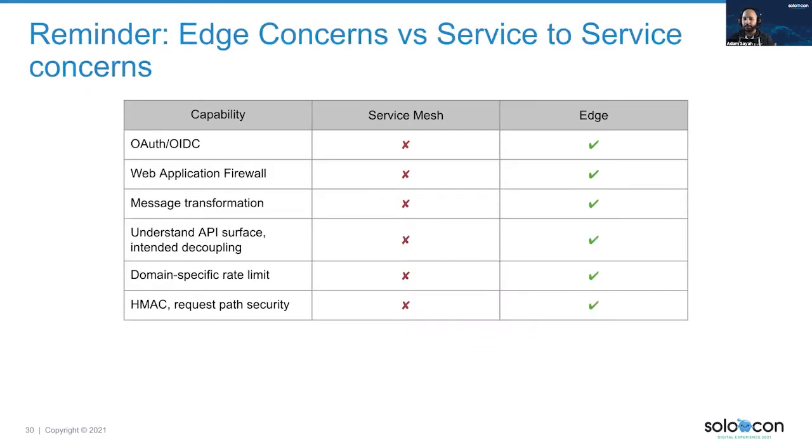So let's compare them. First, a reminder of the concerns we have at the edge compared to a service mesh. We discussed that we need OIDC, some sort of authentication at the edge. We'll need a WAF to secure incoming traffic. You'll need some sort of message transformation. You'll need some sort of rate limiting and things like that.